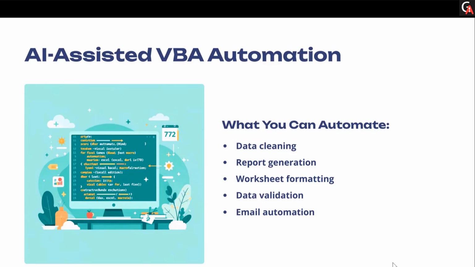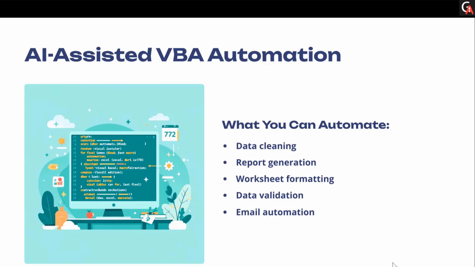Now, let's try to understand what different things you can automate. Using VBA with ChatGPT, you can automate many repetitive Excel tasks such as cleaning your raw data, generating reports with a single click, formatting worksheets automatically, applying data validation rules, and sending emails directly from Excel.